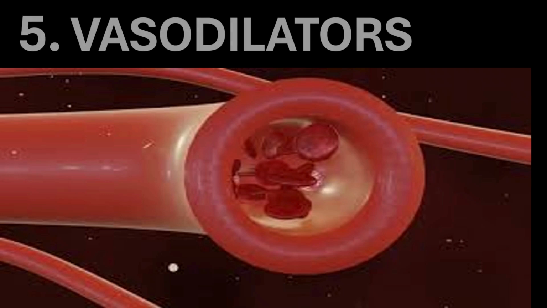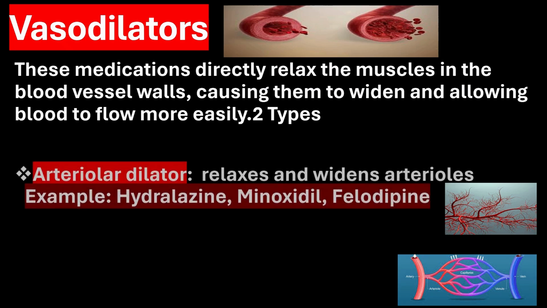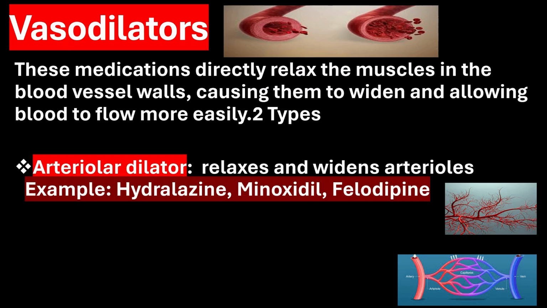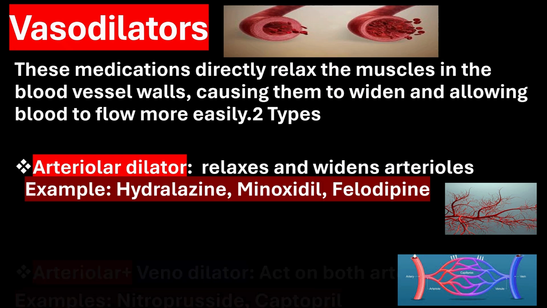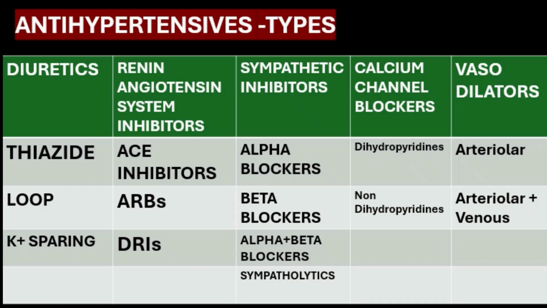And the fifth one is vasodilators. These medications directly relax the muscles in the blood vessel wall, causing them to widen and allowing blood to flow more easily. Two types. First one is arteriolar dilator. It relaxes and widens the arterioles. Examples, hydralazine, minoxidil, and felodipine. Second one is arterial plus venodilator. Acts on both arteries and veins. Example, nitroprusside, captopril.